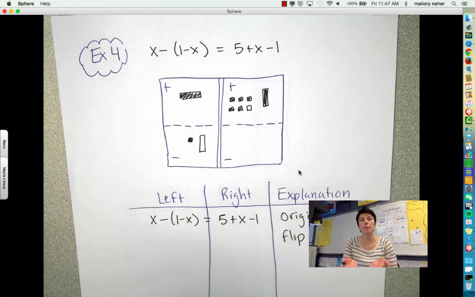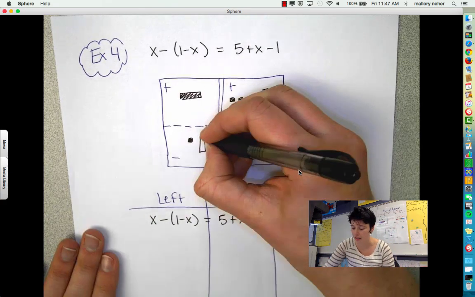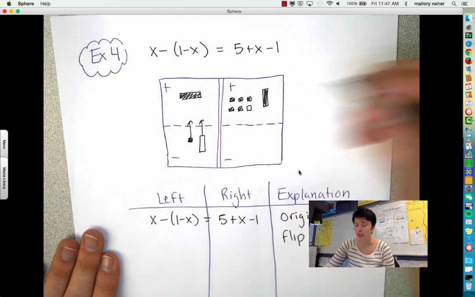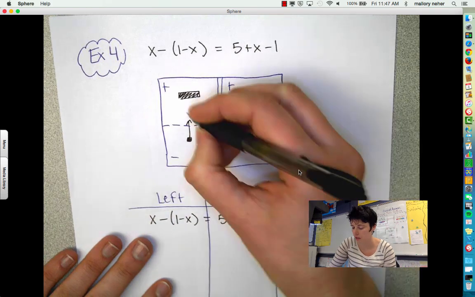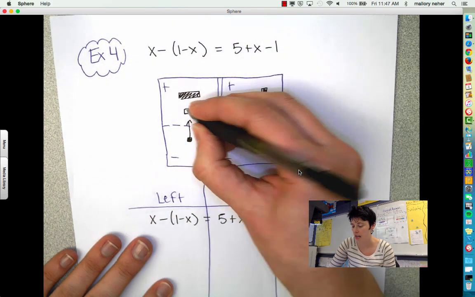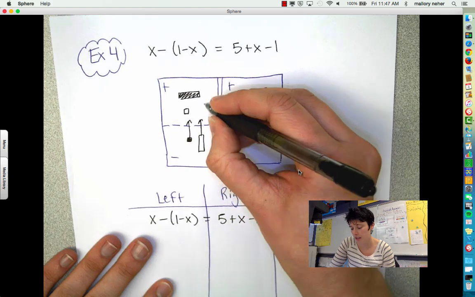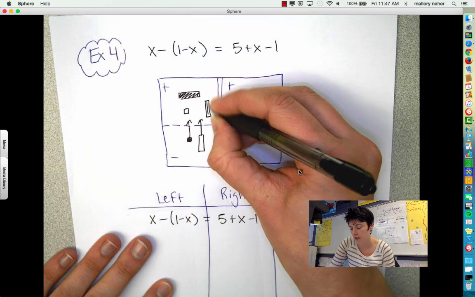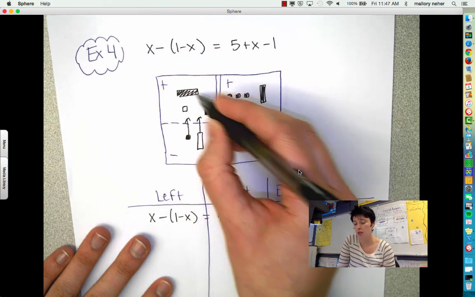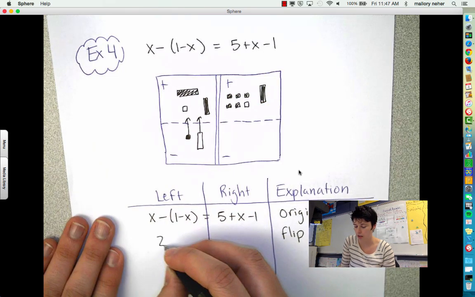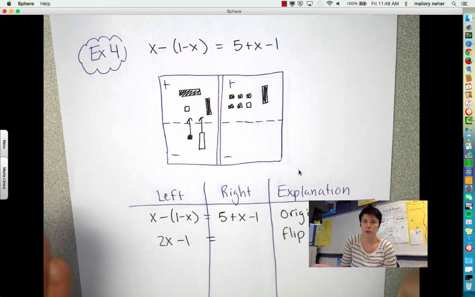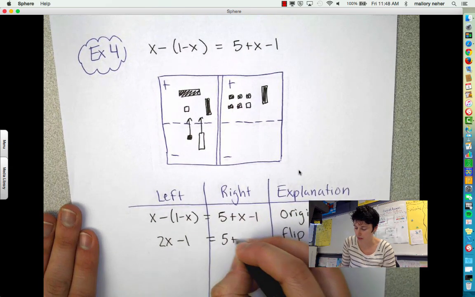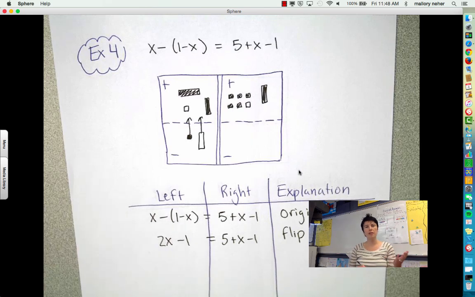I like to always flip everything up to the top of the mat. I find it the easiest way to compare is move everything up as your first step. Those last few examples, we didn't have to do that. There was nothing down below, but this time there is. So I'm going to move the unit up, but it's going to become a negative. I'm going to move the x up, but it's going to become a positive. And then I'm going to say, oh, okay, there's 2 x's and a negative 1. So 2x and a minus 1 on the left side. On the right side, I didn't even do anything. So it's still 5 plus x minus 1. But there's my flip move.